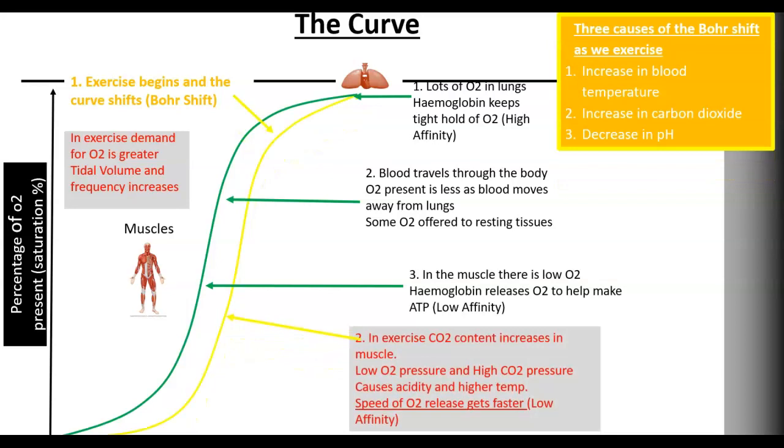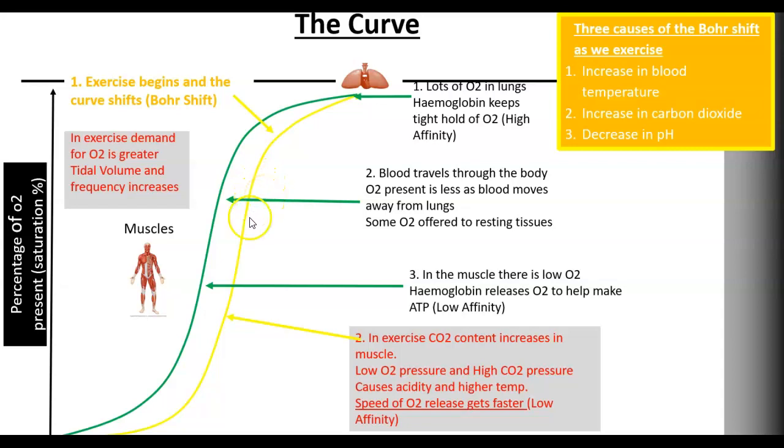So finally, in exercise, we know that increase in CO2 here on the right hand side in our causes causes acidity and high temperature, meaning the speed of oxygen release gets faster, low affinity. So just as a summary then, we have high affinity in the lungs here. That means lots of oxygen in our hemoglobin and we're keeping tight hold of it. As our blood is then released, we release oxygen and offer it to our tissues. Blood travels through the body away from the lungs and we're offering some oxygen to our resting tissues.